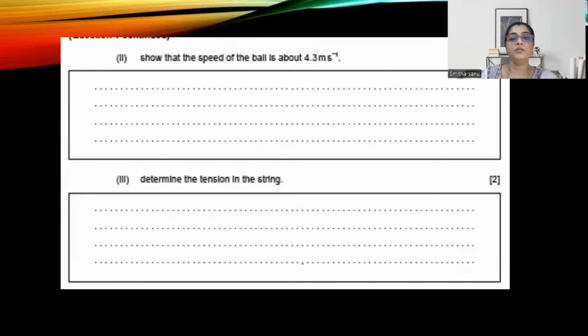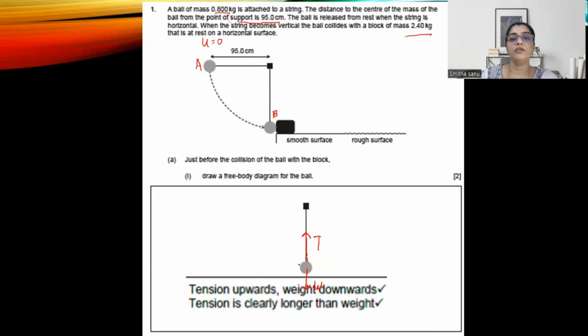Next, show that the speed of the ball is about 4.3 meters per second. So here we are going to apply the law of conservation of energy. We can very well see that when the block is at a height, the energy that it has at point A is mgh. When it is released, it gets converted to kinetic energy, which is half mv squared.